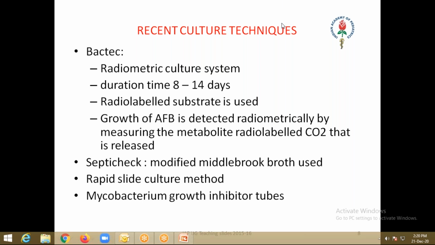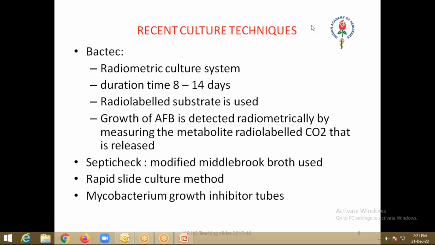So, recent culture techniques. We have advances in culture. BACTEC is routinely used now. It is a radiometric culture system. Duration is a maximum of 2 weeks, or the end of 1 to 2 weeks, and a radiolabeled substrate is used.